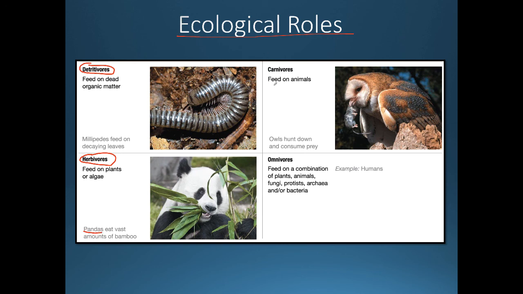And then we have some animals, and they only feed on animals, like the owl shown here. And then lastly, we have some animals, and humans would fall into this category. Bears would also fall in this category. And they feed on a combination of animals and plants.